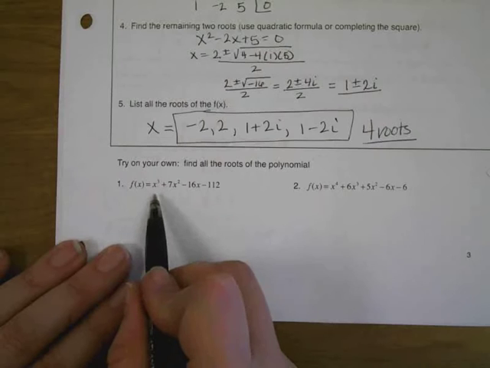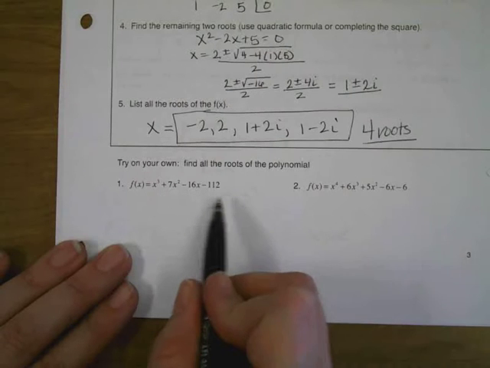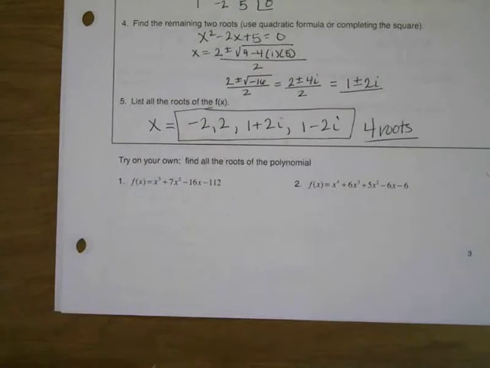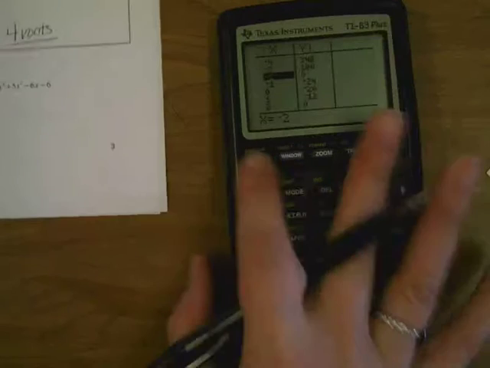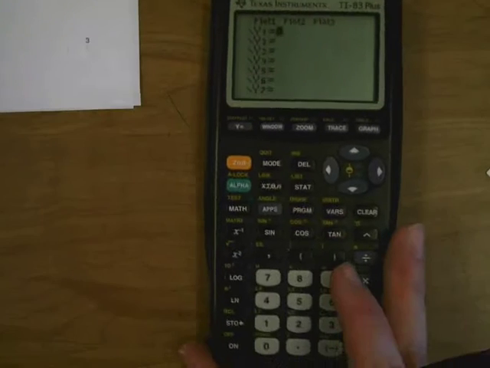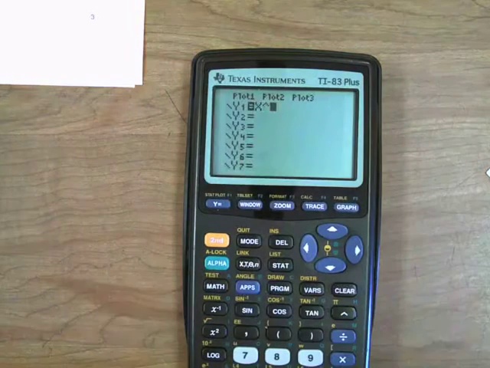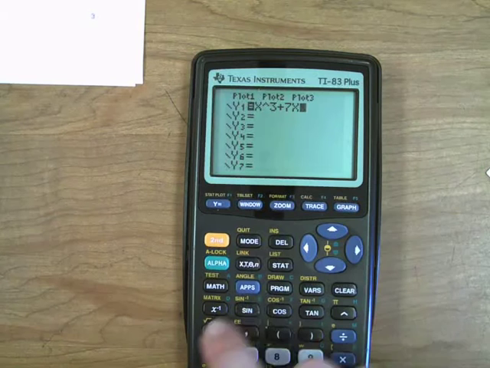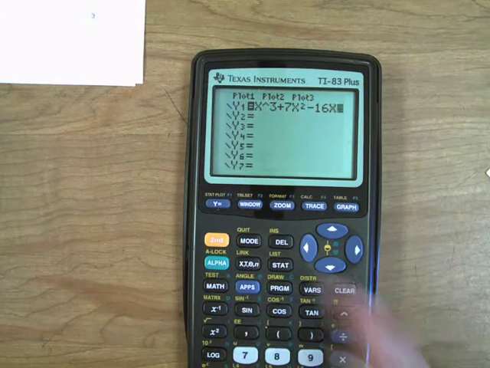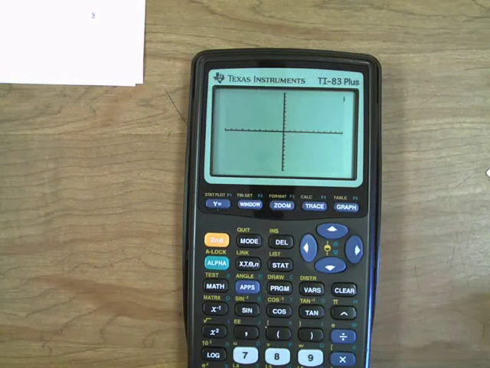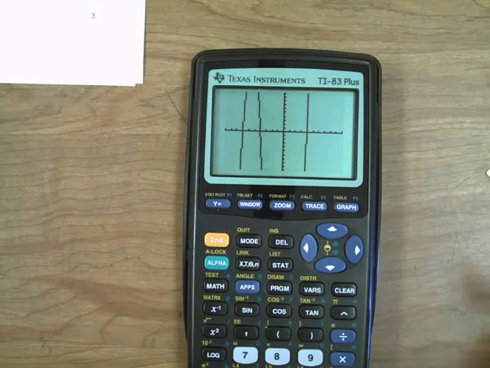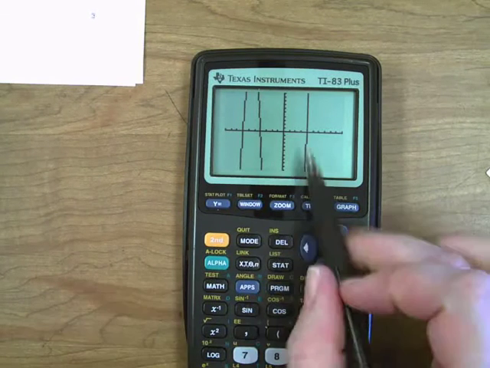So trying your own. First one, got a nice little cubic. So I'm not given anything as potential roots, so I'm going to start with graphing again. So I'm going to stick that in my calculator. So x cubed plus 7x squared minus 16x minus 112. Okay, another graph. Because the highest exponent was a 3, I know I'm looking for 3 roots.